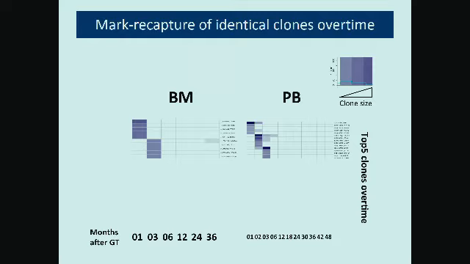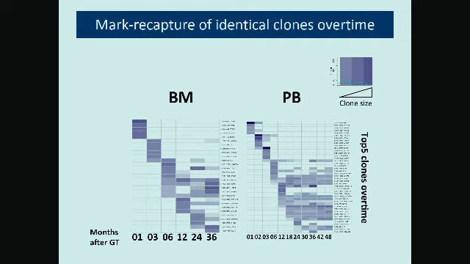So each row is a clone, and the color is proportional to the size of the clone. As you can see, the clones that were isolated at 1 and 3 months were poorly, if at all, detected later on. And we have some evidence of clonal succession in the first 3 months after gene therapy. What happened is that after 6 months instead, we start to more consistently recapture identical clones over time. This is pretty stable over a long period of time.